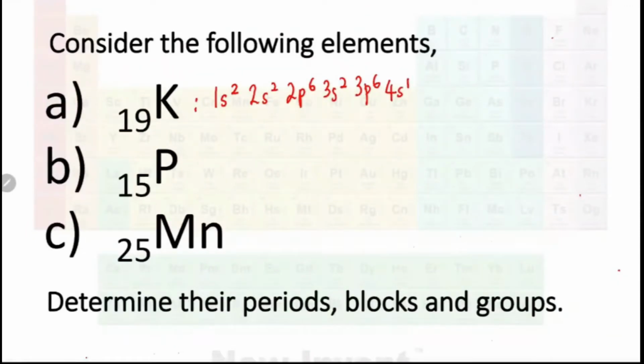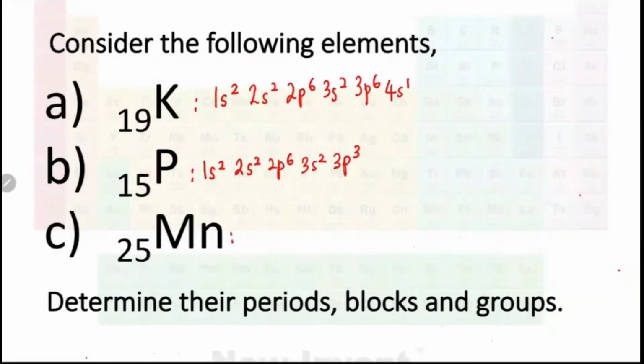For phosphorus, I want Shawal. Give me the electronic configuration for phosphorus. 1s2, 2s2, 2p6, 3s2, 3p3. Okay, good. Thank you, Shawal.